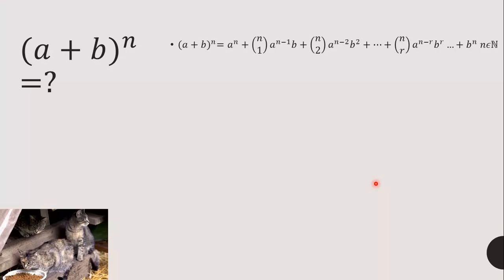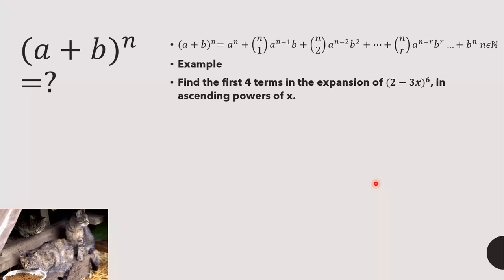Okay, (a + b)^n. What's that? This formula is in the formula book and can be written as a^n + nC1 a^(n-1) b + nC2 a^(n-2) b^2, and so on. So here's an example, to make it more obvious. Find the first 4 terms in the expansion of (2 - 3x)^6 in ascending powers of x. So here our a is 2, our b is -3x, and our n is 6.